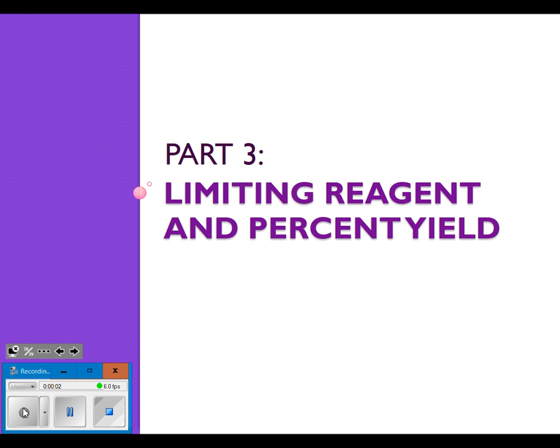This is part 3 for Unit 8, which is stoichiometry, and it's about limiting reagents and percent yield. This is the final part that your homework is about as well.